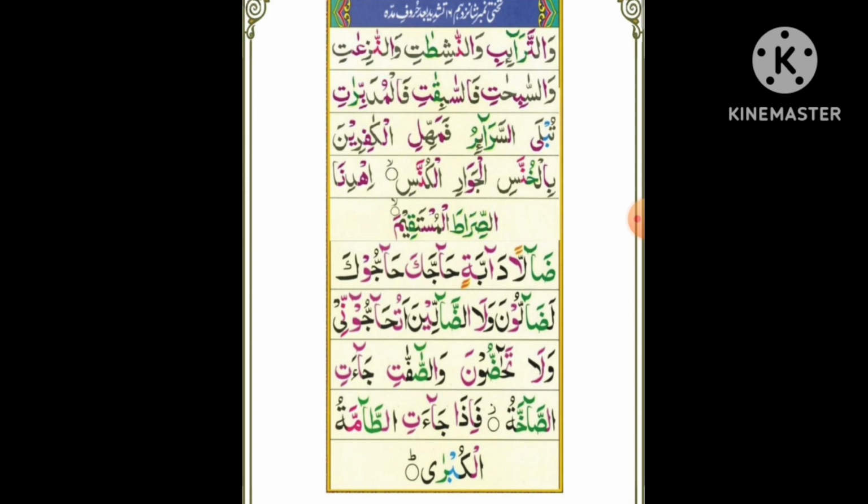Was-sabihati, fas-sabiqati, fal-mudabbirati. You can see that there is a jazm over the quiescent over the lam. So you will join the fa and the lam. Fa lam zabar fal. Mudabbirati. Fal mudabbirati.